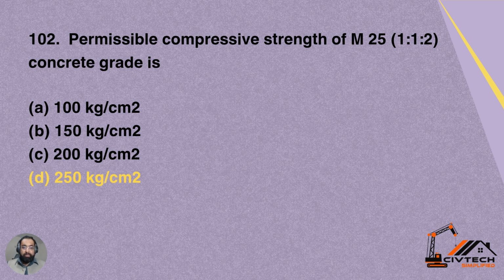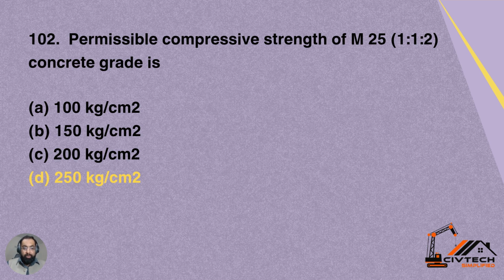Question number 102. Permissible compressive strength of M25, 1:1:2 concrete grade is option A, 100 kilogram per centimeter square. Option B, 150 kilogram per centimeter square. Option C, 200 kilogram per centimeter square. And option D is 250 kilogram per centimeter square.